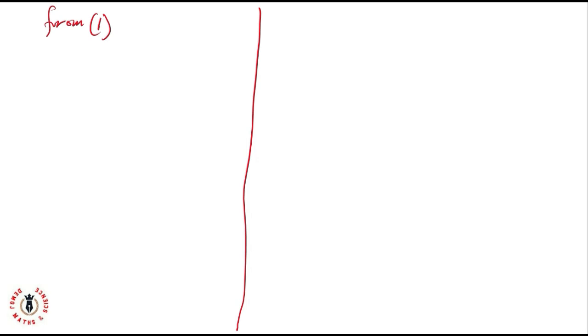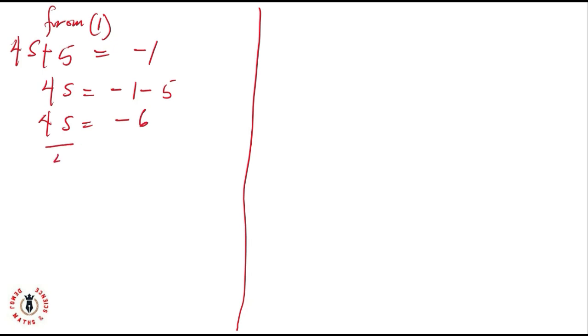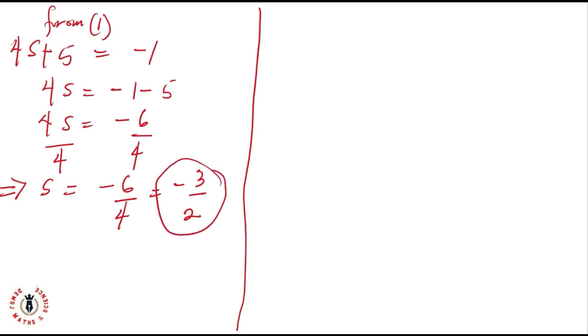From equation 1, we can say that 4S plus 5 is equal to minus 1. So that 4S is the same thing as minus 1 minus 5, that's minus 6. Let's divide both sides by 4 to get our S. Now this implies that S will be minus 6 over 4, which is equal to minus 3 over 2.